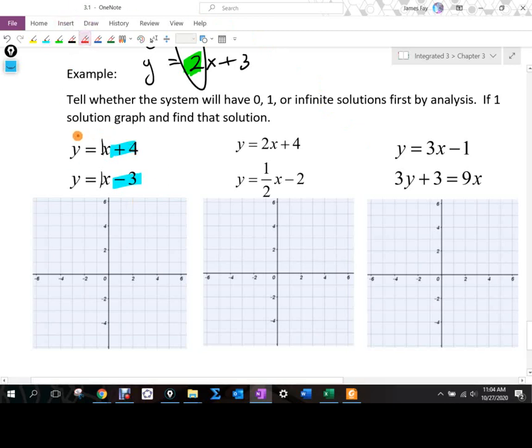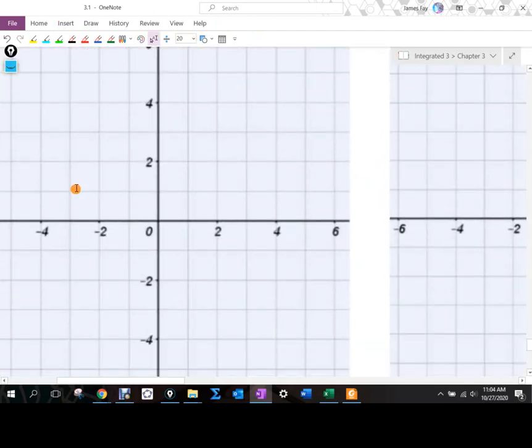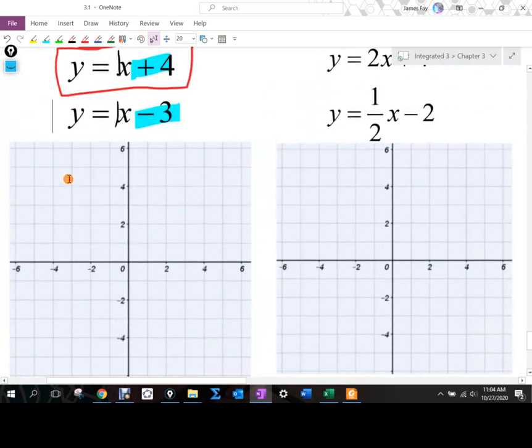If I graph this first one, what's my y-intercept? 4. And your slope was up one, right one, right? And I could have gone down one, left one. I'm just going to put a bunch of these in here so I can draw this line without grabbing that tool. All right. So roughly that line, right?